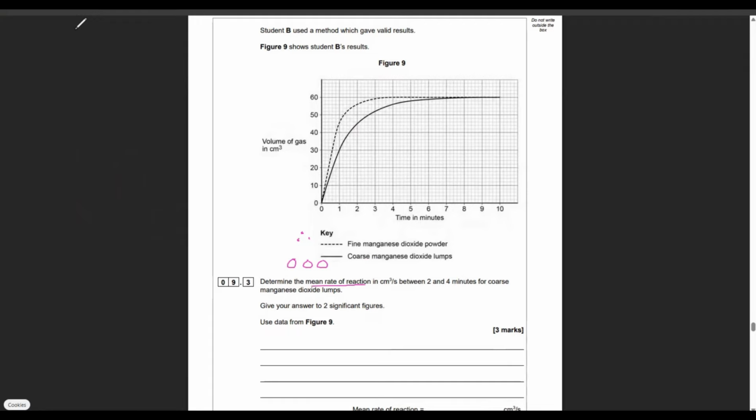Okay, determine the mean rate of reaction. Yeah, so I'm going to redo here. Right, I just lost all my stuff. So my screen went, my internet glitched and I just lost it all.